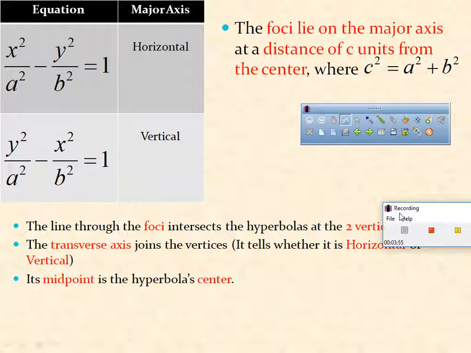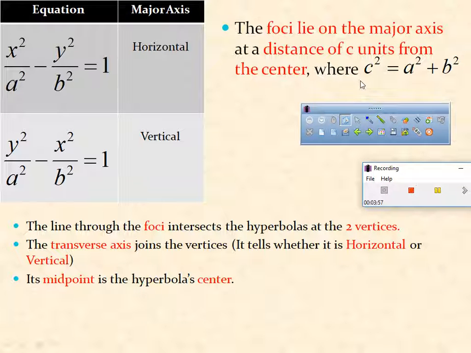Now the other thing I want you to get down is also the formula for the foci. Because the formula for the foci is different than an ellipse. The formula for the foci is c squared equals a squared plus b squared. So that's the formula for the foci. c squared equals a squared plus b squared. It's actually the Pythagorean theorem.